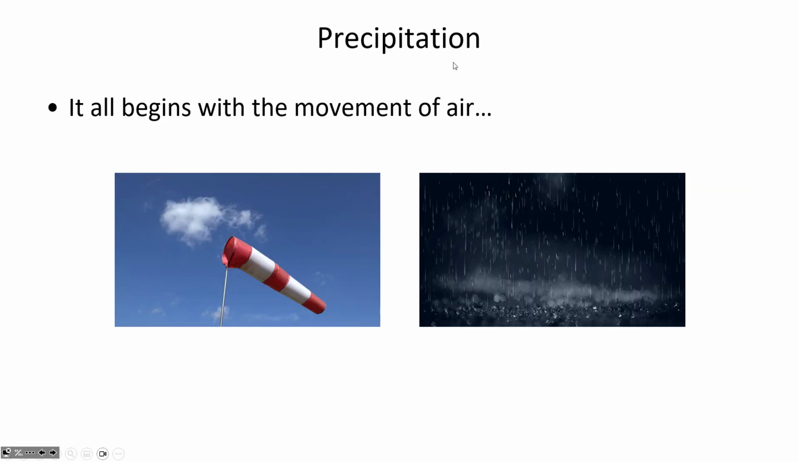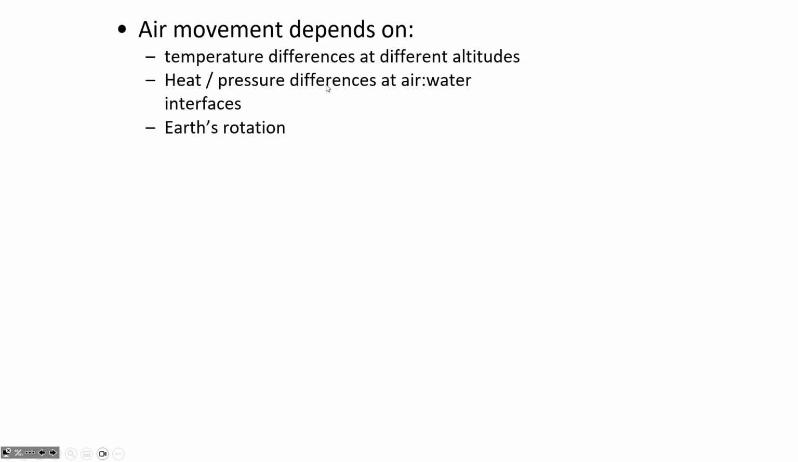Okay, so precipitation begins with air movement. And air movement on a global basis can be attributed to two big effects. And there are obviously different temperatures of air at different altitudes. If you've ever been on a plane that tells you the outside temperature as you're flying, some of the screens sometimes will tell you what altitude you're at and what's the outside air temperature.